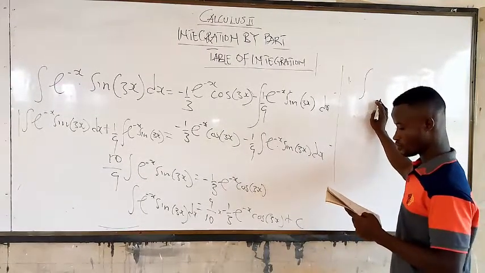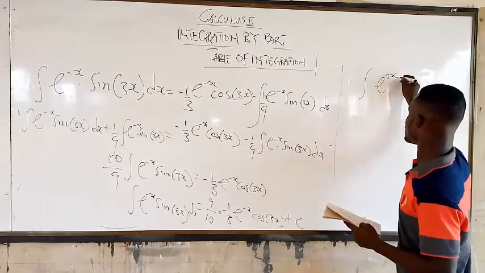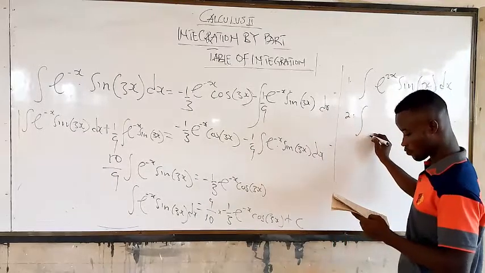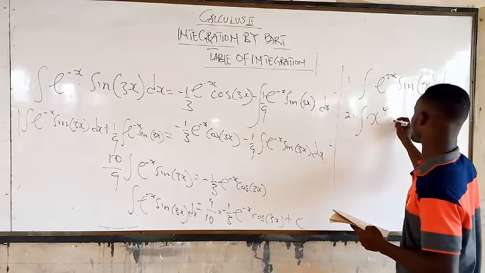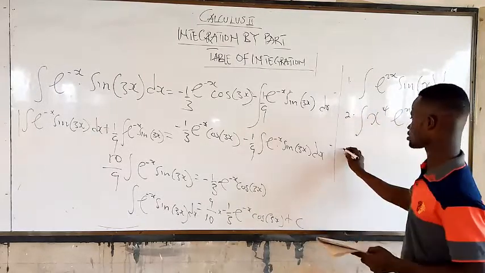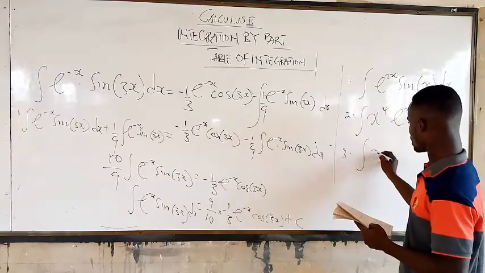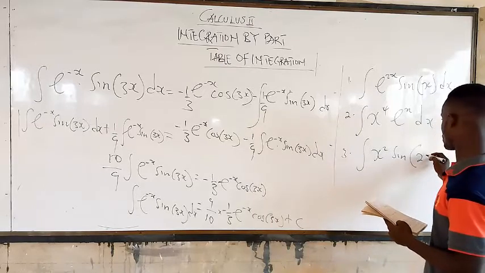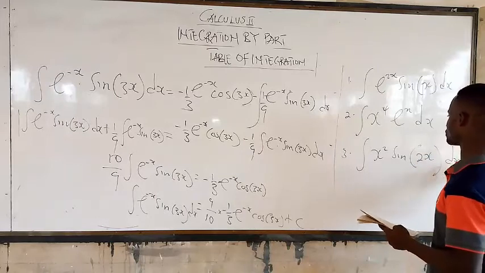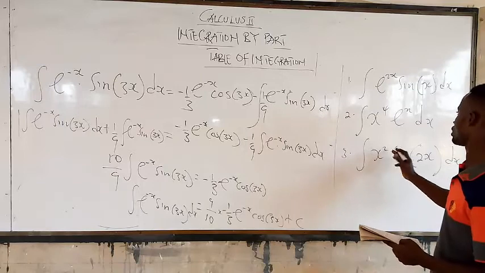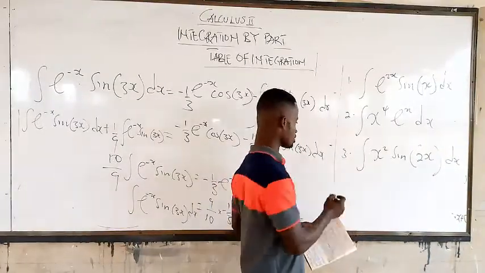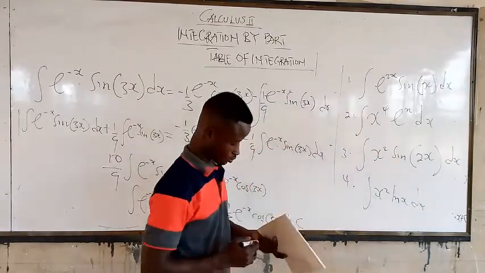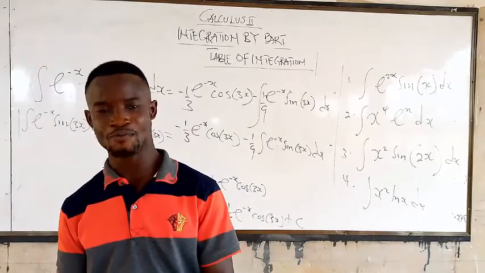Okay? So we have the integral of e raised to the power 2s sine s ds. We have integral of s to the power 4 e raised to the power s ds. 3, we have integral of s squared sine 2s. Alright. That is that. Keep on practicing more. Very good. See you in your next video.